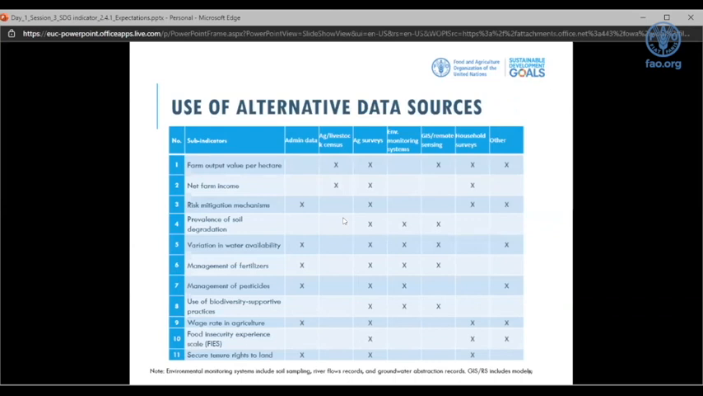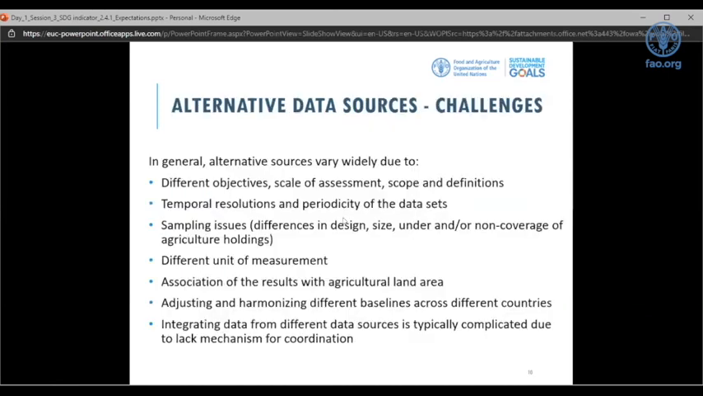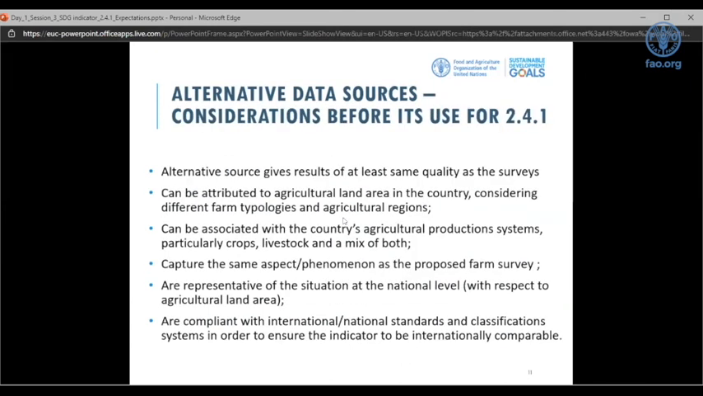Here is again the matrix which I showed you earlier on alternative data sources. So I'm not going to go through this. The challenges associated with the use of alternative data sources, we discussed that as well in detail in my previous presentation. So I will skip this slide. And the considerations before countries can use alternative data sources, this was also covered as part of the previous presentation. So I'm not going to cover this one.